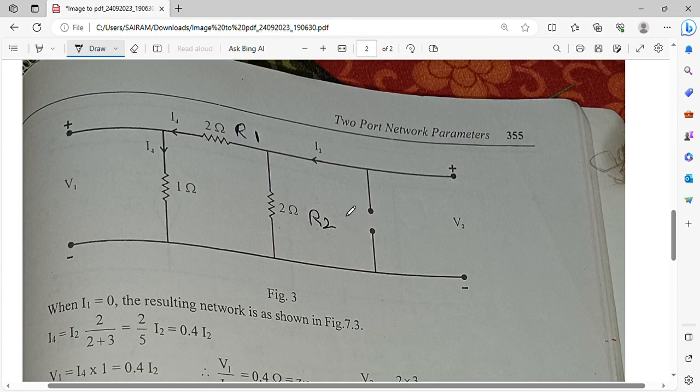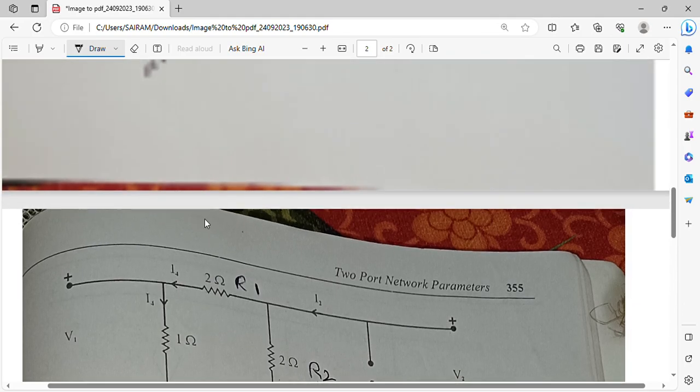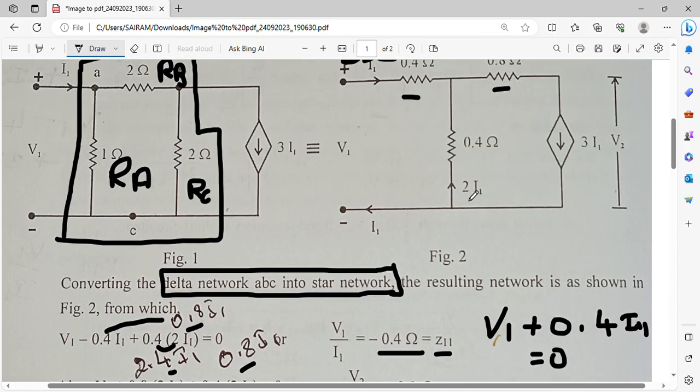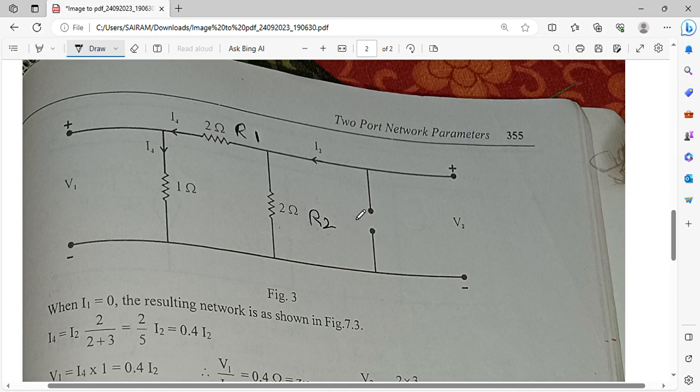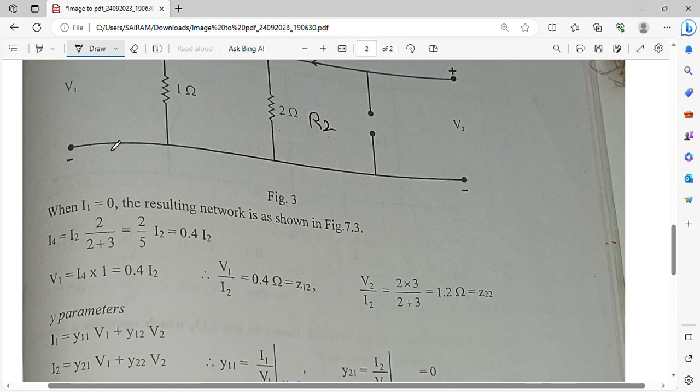So now what is going to happen? Here you are supposed to use the current divider rule, right? There is no need of converting star to delta. Otherwise you would once again apply the mesh analysis rule, which is not at all required, because here there is an open circuit and my I1 is 0. So please use the current divider rule.